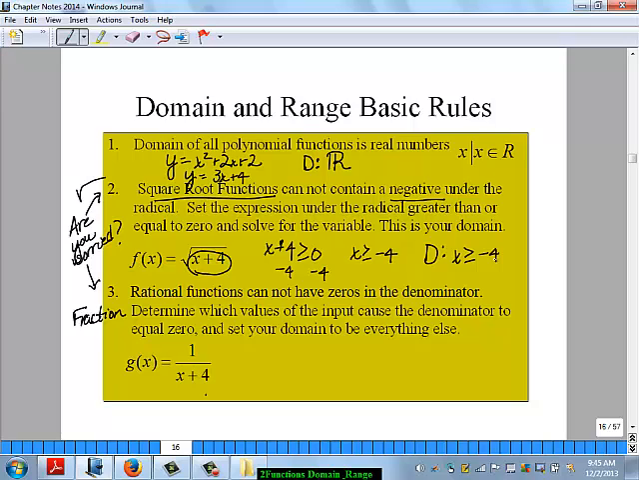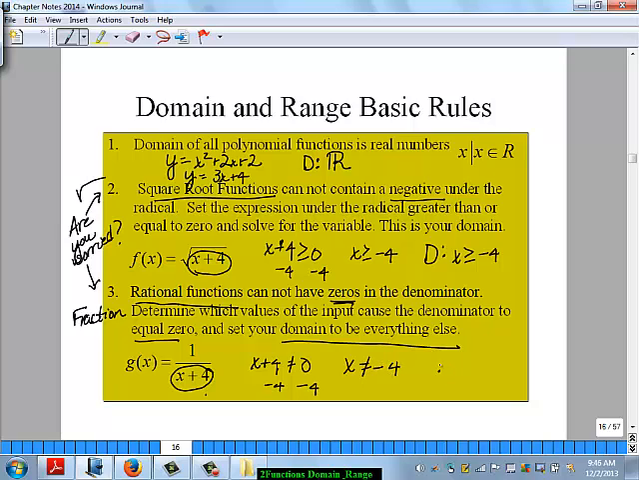Rational functions, or fractions if you will, cannot have zeros in the denominator. And so in this case, you determine which values of the input cause the denominator to equal 0, and then your domain is everything else. So in this example, you take the denominator and you say it cannot equal 0. That's x plus 4 right there. So x plus 4 cannot equal 0. Okay, subtract 4 on both sides. So x cannot equal negative 4.